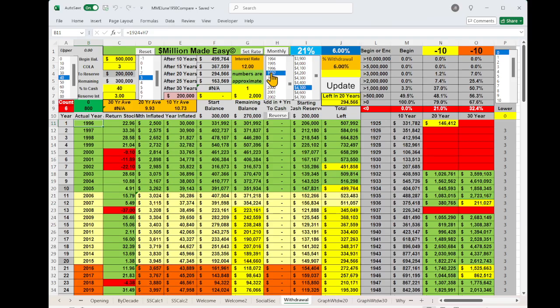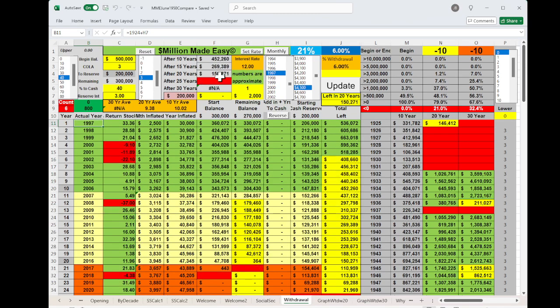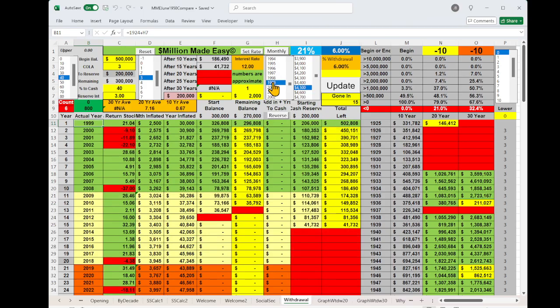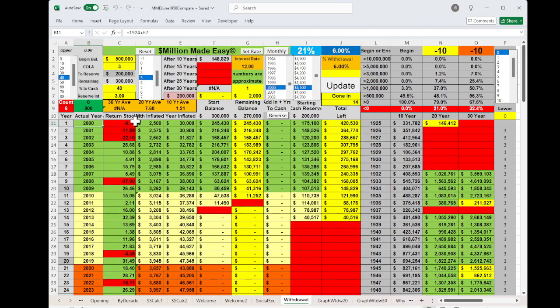Watch what happens in 1997 numbers. Now you're down to 150,000. Don't even make it 25 years. 1998 numbers, actually, you're out of money in 19 years. 1999, in 15 years. In the year 2000, if you start out with 3 down years like you would have in year 2000, you're out of money in 14 years given this scenario.